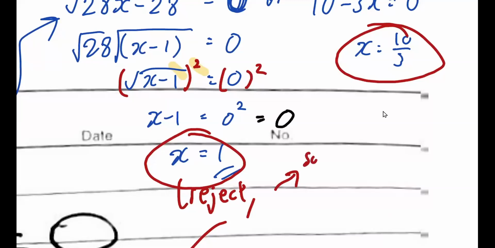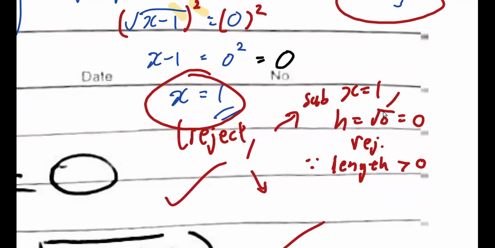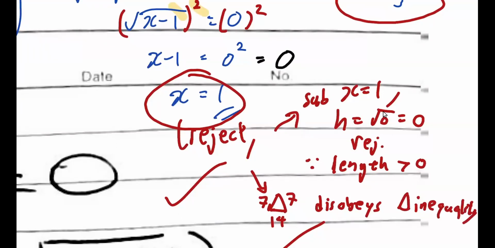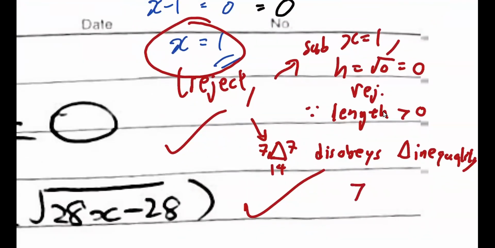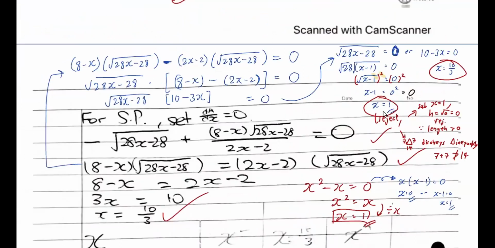but you have to reject x equal to 1. If you sub into h, it equals the square root of 0, which is 0, then you reject since length must be more than 0. Another way to answer this is your triangle will end up being 7, 7, 14, which disobeys the triangle inequality. 7 plus 7 is not more than 14. Very good. So now we get 10/3.